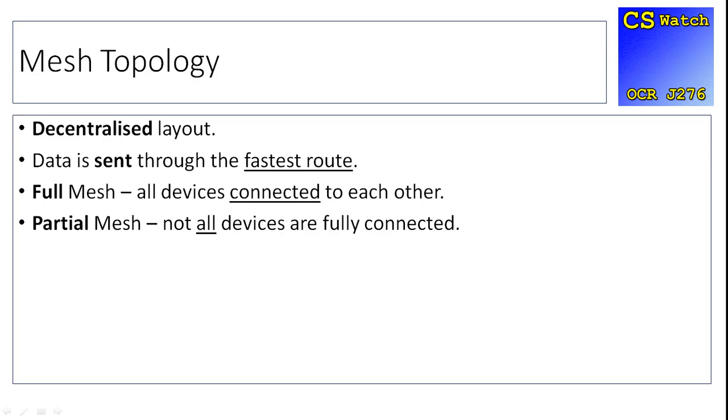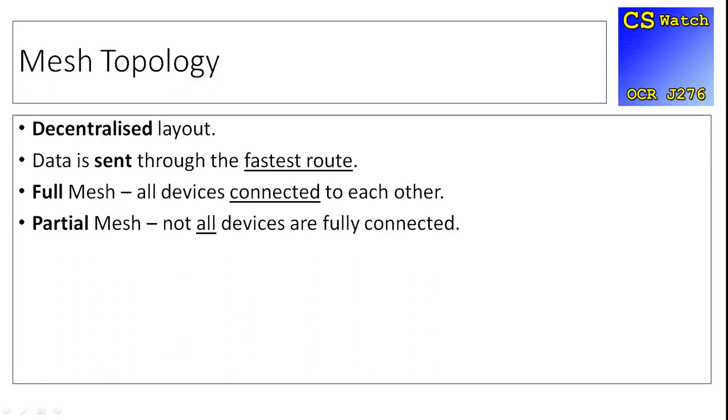Two types of mesh network to be aware of, the full mesh and a partial mesh. On a full mesh network, every single device is connected to every other device. So if you've got 8 PCs, they're going to be able to connect to each of them. So if you're on PC 1, you'll be able to see PCs 2 through 8. If you're on PC 6, you'll be able to see the entire network itself. All devices are connected to each other.